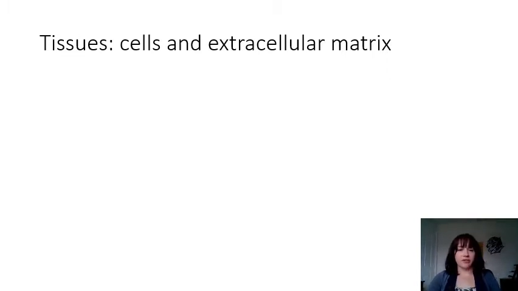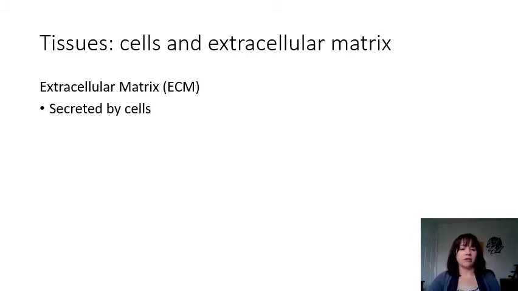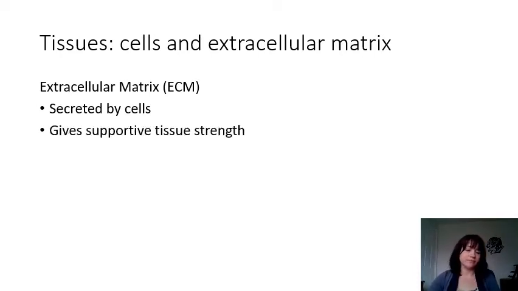Tissue is composed of cells and any extracellular matrix, so any of the surrounding materials. For short, extracellular matrix is called ECM. Now, where do these components come from? The extracellular matrix is secreted by cells that are in that region.